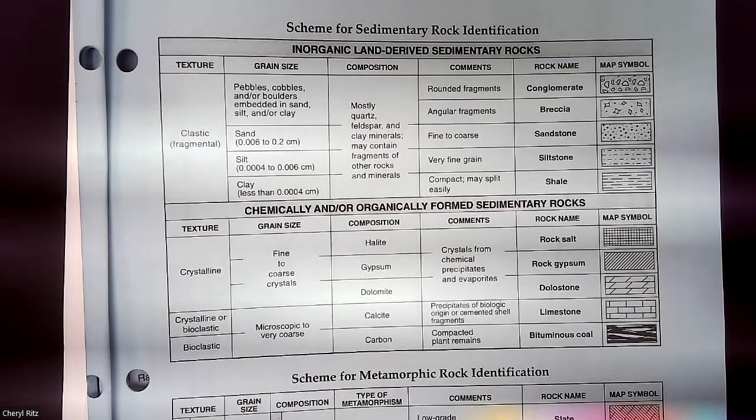Quick review, what does the basics of the word plastic mean? Fragmental. Okay, which means it's made out of fragments of rocks. What's crystalline mean? It's crystal. Made of crystals. And what's bioplastic? Living things. Broken pieces of living things. Okay, you guys got the basics of this, and going through the sedimentary rock labs, you guys were doing pretty good with that. So I'm pretty confident you're good-ish at least with sedimentary rock.